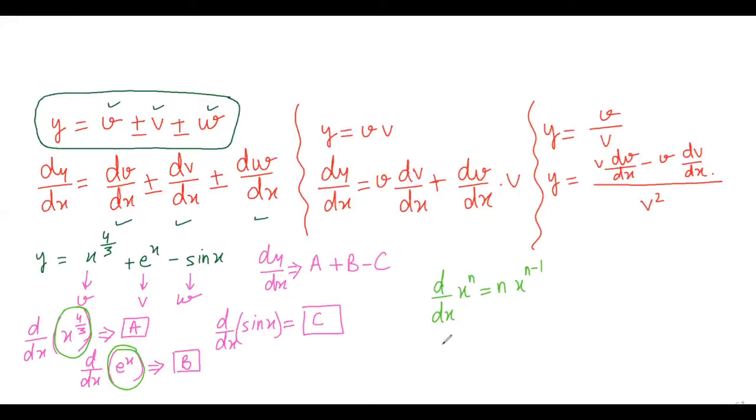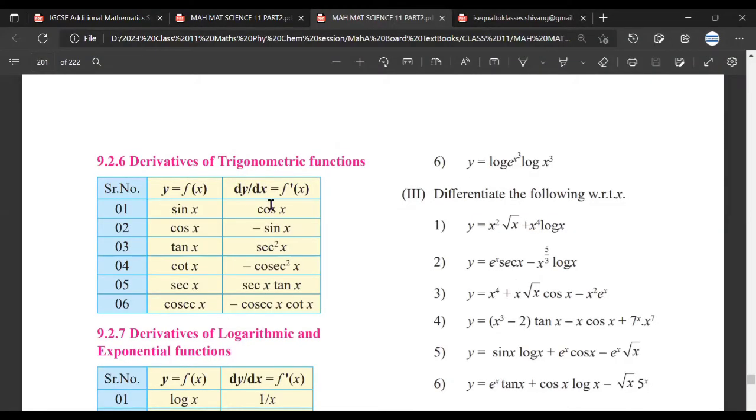So d by dx of e^x is actually equal to e^x only. Avantika, is it making sense? Yeah. And I have to find the differential of d by dx of sin x. So again I look at the differential tables, and the standard result that is told to me is the differential of sin x is cos x. Is it making sense, Avantika?